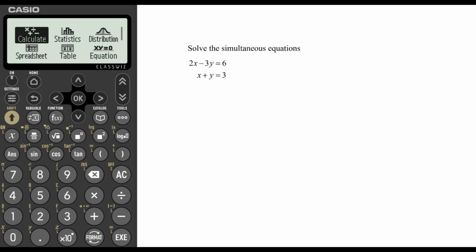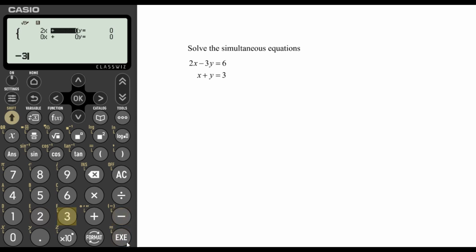We can use our calculator to solve simultaneous equations with 2 unknowns. In this example, we have to solve these simultaneous equations: 2x subtract 3y equals 6, x plus y equals 3. From the main menu, go to the equation sub-menu. We have a simultaneous equation with 2 unknowns. Enter in the coefficients. We have 2x subtract 3y. This is equal to 6. We also have 1x plus 1y equals 3. If we press execute, you can see x is 3 and y is 0. We have x is 3, y is 0.